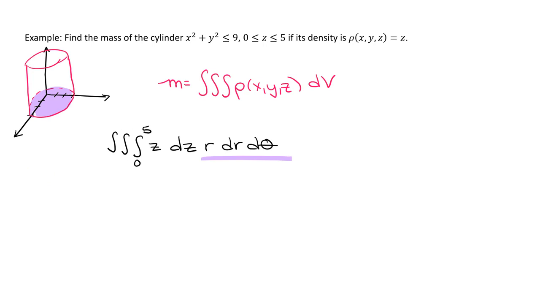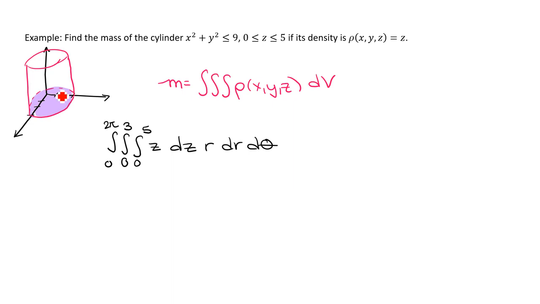So rather than using a dy dx, I'm going to change that to an r dr d theta. Okay, so always need that extra r in there. My dy dx is going to become an r dr d theta. All right, I don't have to do anything with the dz. Z in cylindrical coordinates is the same as the z in rectangular coordinates. So my z values still go from 0 to 5.